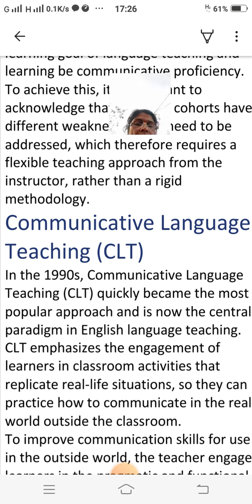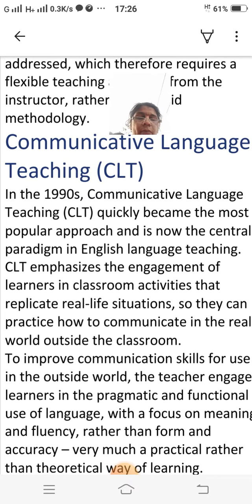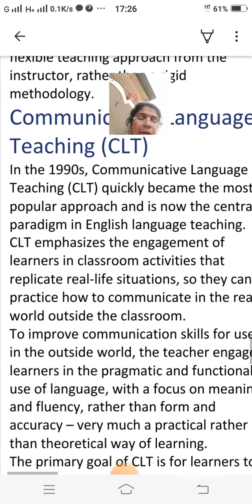To improve communication skills for use in the outside world, the teacher engages learners in the pragmatic and functional use of language with a focus on accuracy, very much a practical rather than theoretical way of learning.